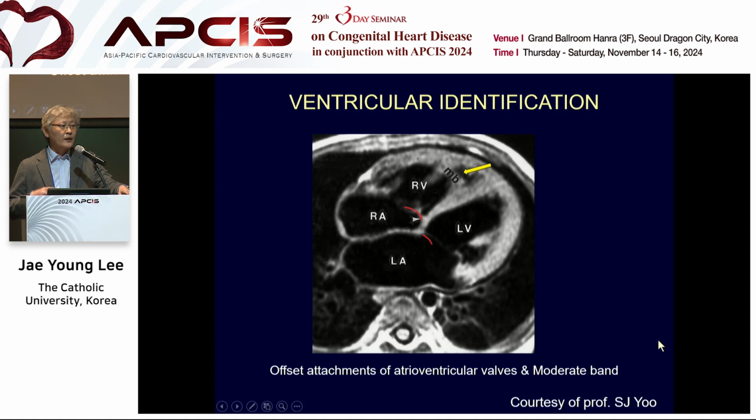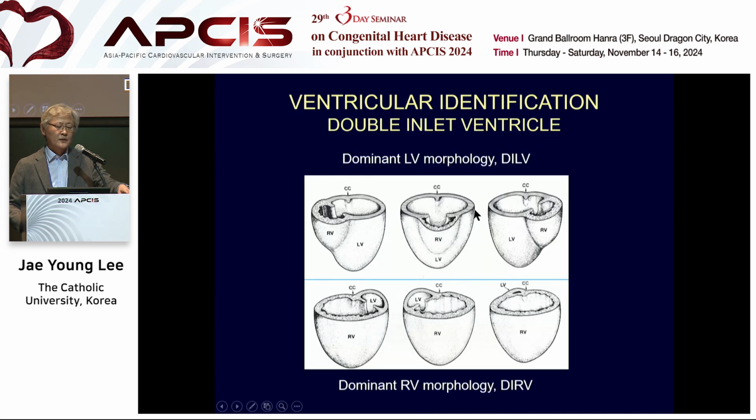Again, with echocardiography or CT scan, we can find another characteristic, the offset attachment of the AV valve. The more apically attached valve is the tricuspid valve. So this chamber is morphologically the right ventricle. Again, we can notice the muscle bundle from septal to free wall. Usually the RV has this structure, a moderator band.